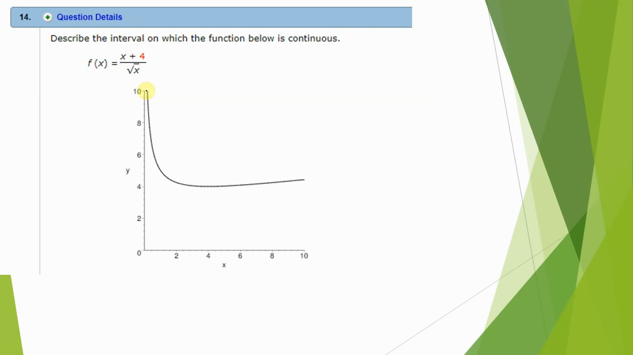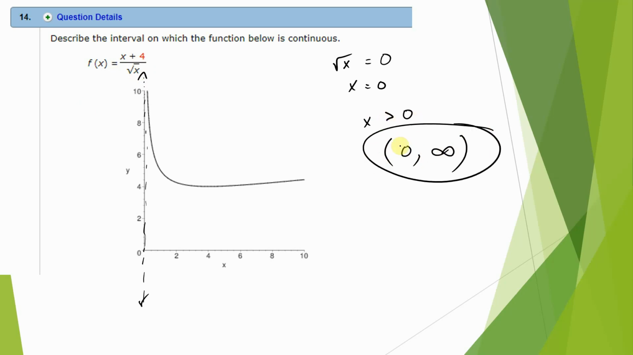14. Now notice that this one has an asymptote. We also know that square root of x can't be 0, right? And that happens at x equals 0. But I also know that x has to be greater than 0 because I can't take the square root of a negative number, right? So that means that my interval is from 0 to infinity. And I can't include 0 because I can't have 0 in the denominator, right? If I let x be 0, then I wind up with 0 in the denominator. It has to be greater than 0, so that's my interval.